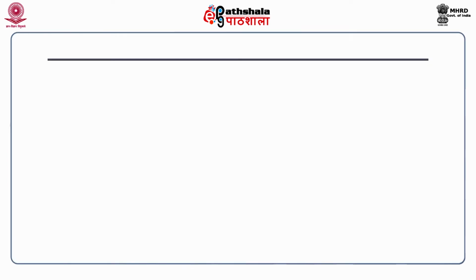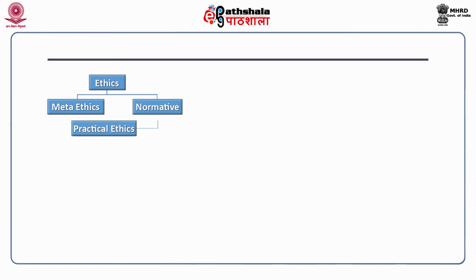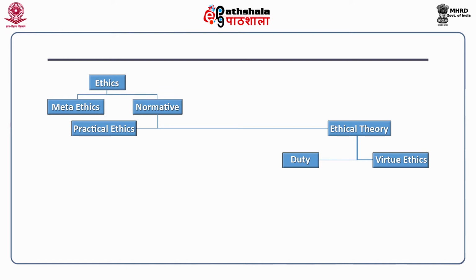In this diagram, we can see that ethics are of two types, meta-ethics and normative ethics. Practical ethics and ethical theory form under normative ethics. Duty and virtue ethics are part of the ethical theory.